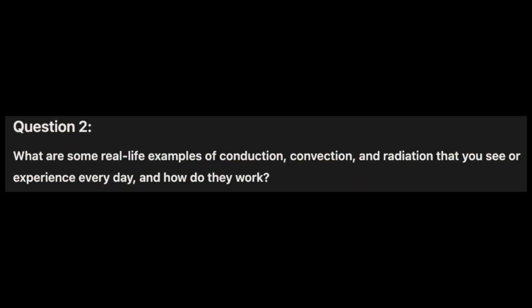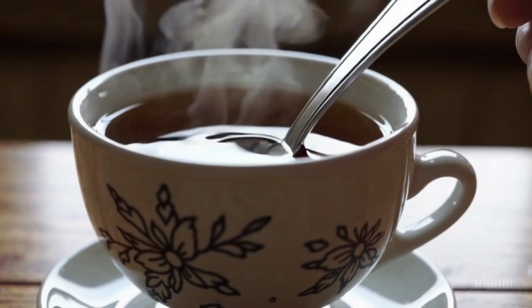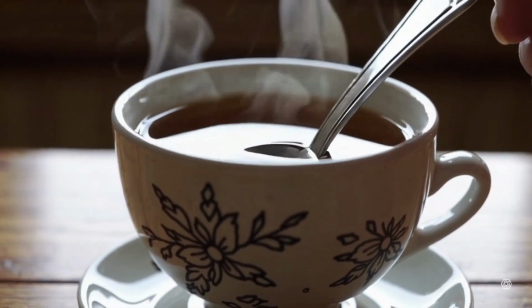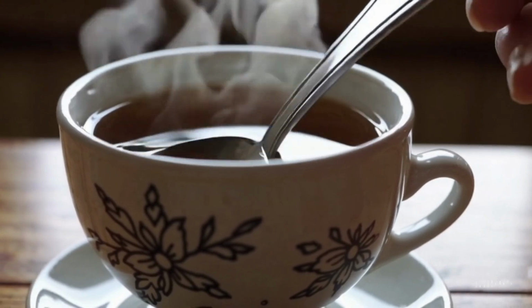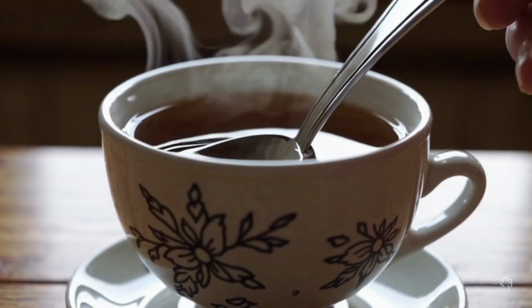What are some real-life examples of conduction, convection, and radiation that you see or experience every day, and how do they work? An example of conduction is when you hold a metal spoon in a hot cup of tea. The heat transfers from the liquid to the spoon through direct contact.